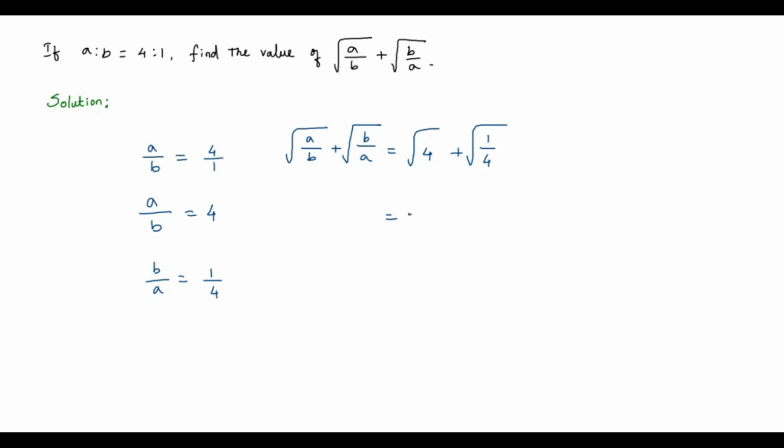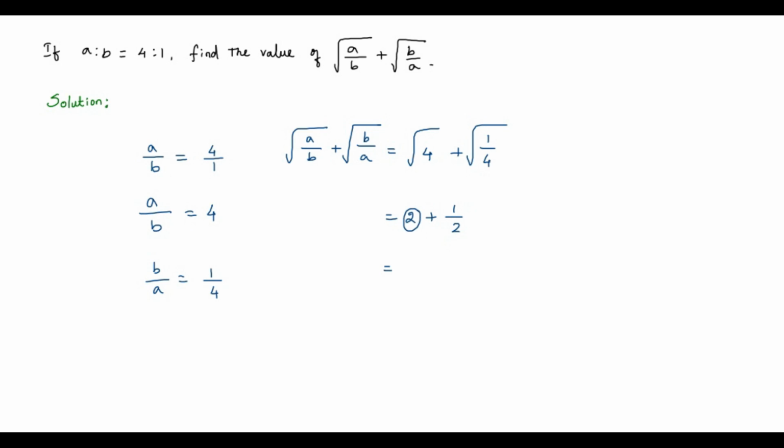Okay, so the square root of 4 is 2, and here there is a square root for both numerator and denominator. So the square root of 1 is 1, the square root of 4 is 2, so we get 1 divided by 2. Okay, so now we have to add this integer 2 and the fraction 1 divided by 2.